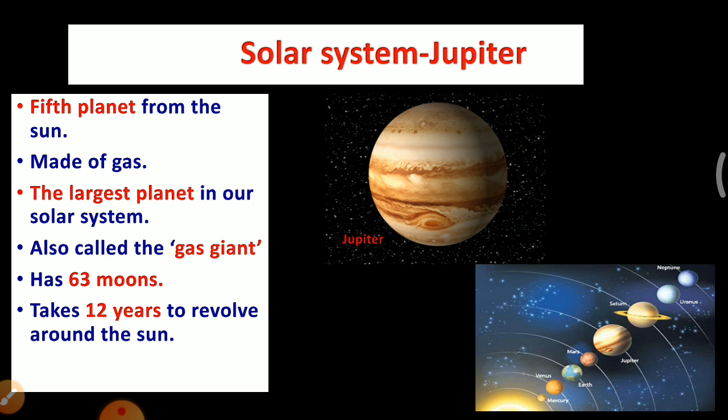So Jupiter is the fifth planet from the Sun. It is the largest planet in our solar system. It is also called the gas giant because it is made up of gas and it is the largest planet. It has 63 moons around it. It takes 12 years to complete one revolution.